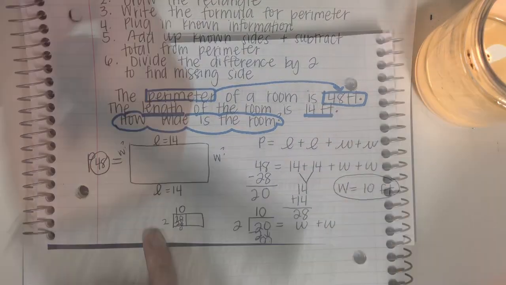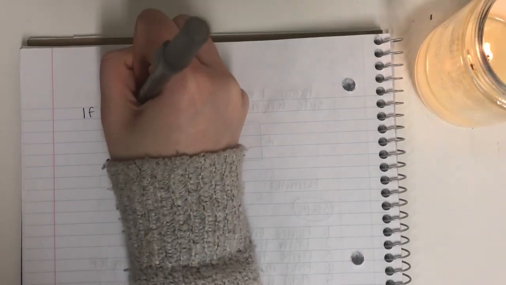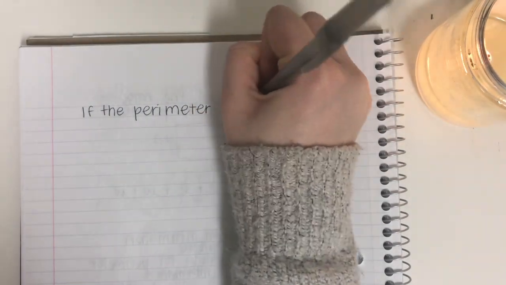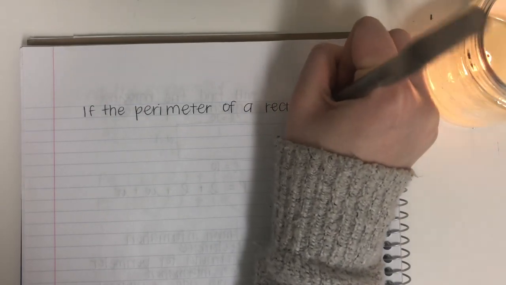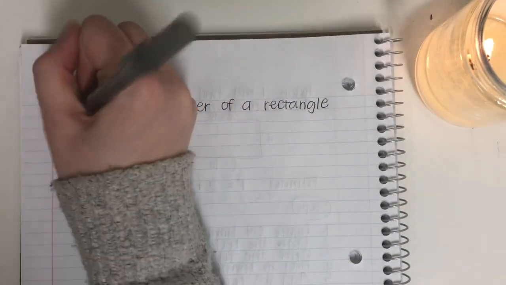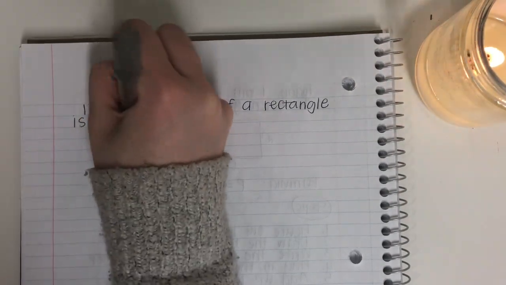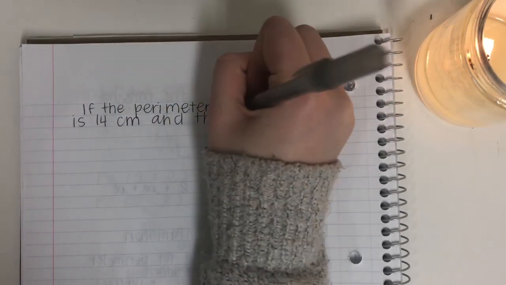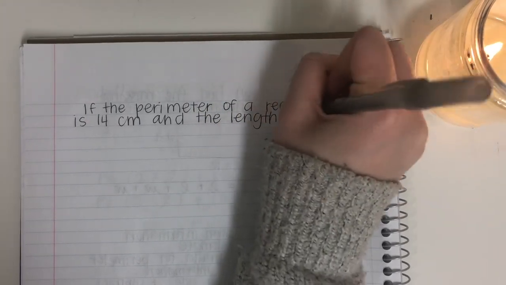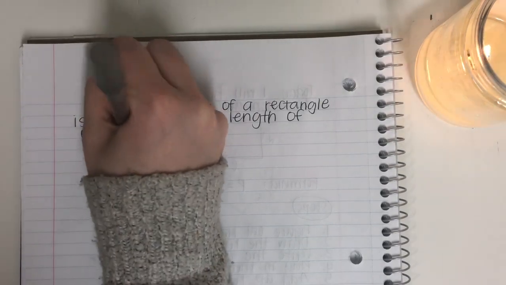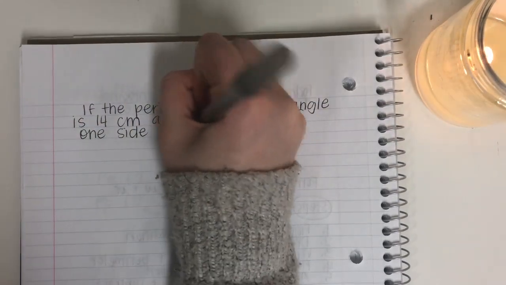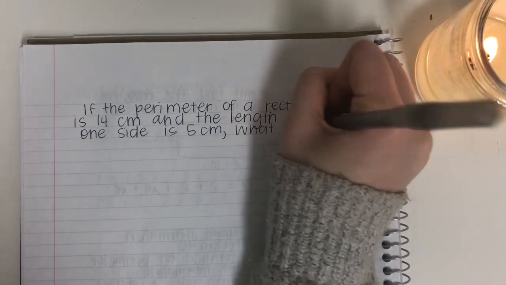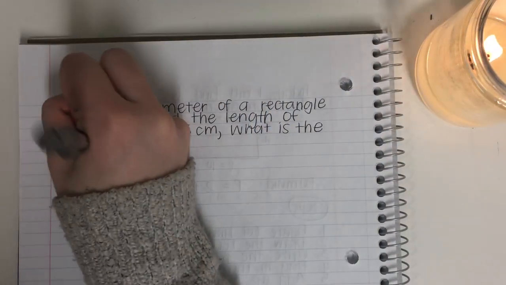Let's do, if the perimeter of a rectangle is 14 centimeters and the length of one side is 5 centimeters, what is the width?